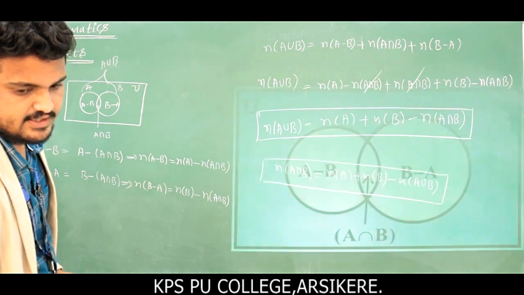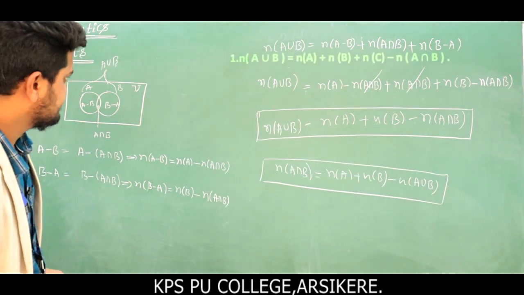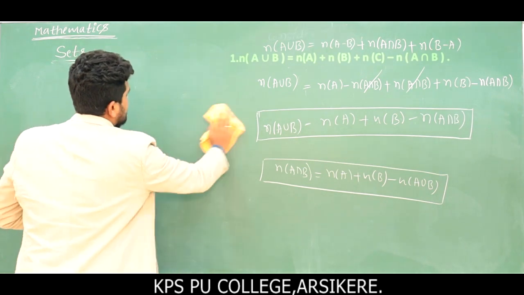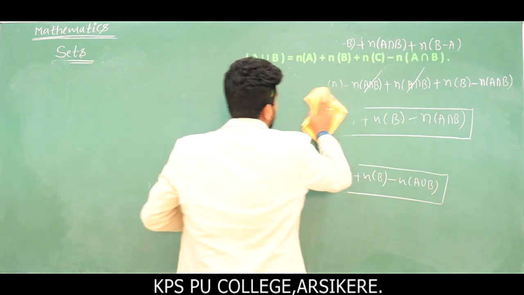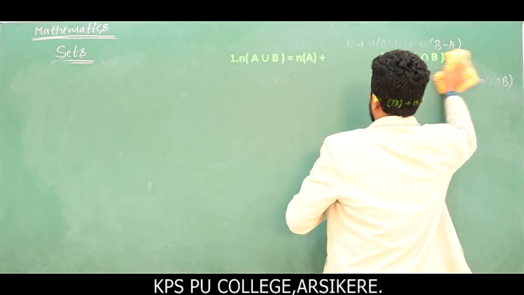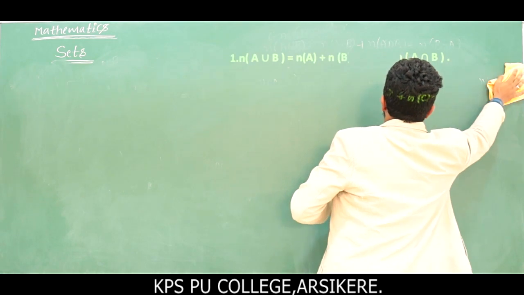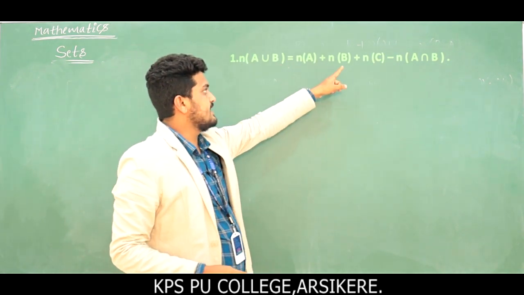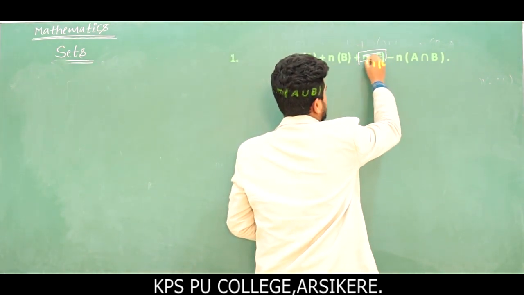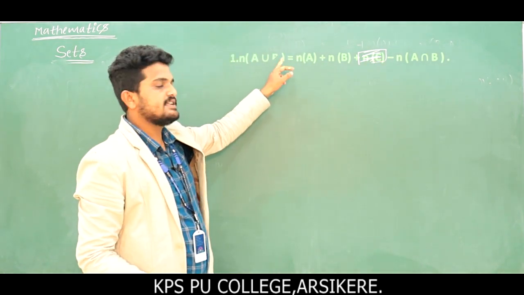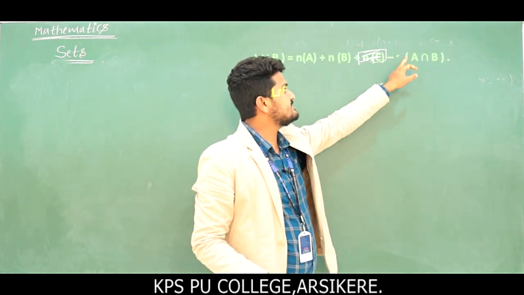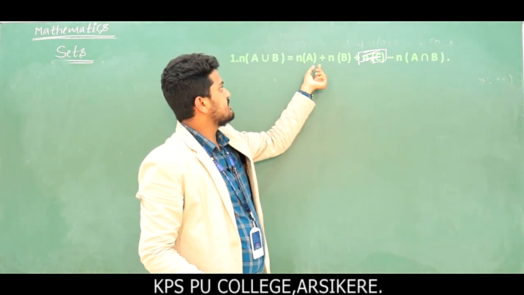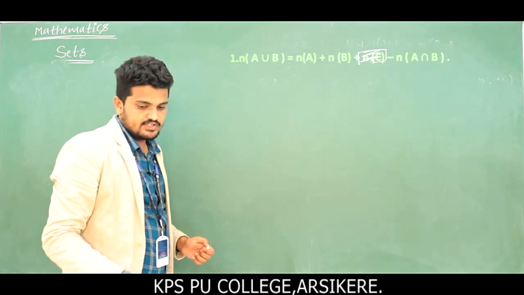Next, write the formula. What I have done is, same formula, n of A union B is equal to n of A plus n of B, n of A plus n of B minus n of A intersection C. So look here, this is not n of C, strike it out. So n of A union B is equal to n of A plus n of B minus n of A intersection B. Here the n of C term has come by mistake. So just write n of A union B is equal to n of A plus n of B minus n of A intersection B.